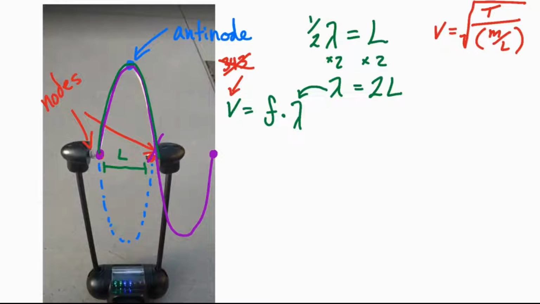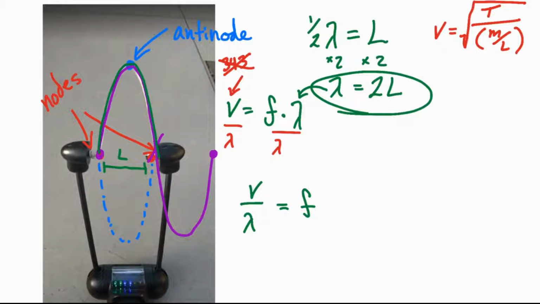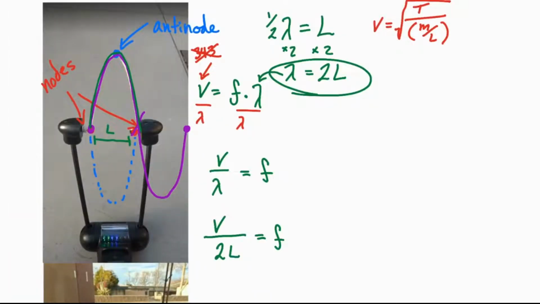And then once I have that, I can solve for it. For right now, I'm just going to solve for frequency. So I'm going to divide both sides by my wavelength. So my velocity divided by my wavelength is equal to my frequency. But I don't know my wavelength, but I figured out a relationship for it. So I'm going to stick that in here. So my velocity divided by 2 times the length L is going to be my frequency. Okay, that's really cool. But that's only for my fundamental frequency.